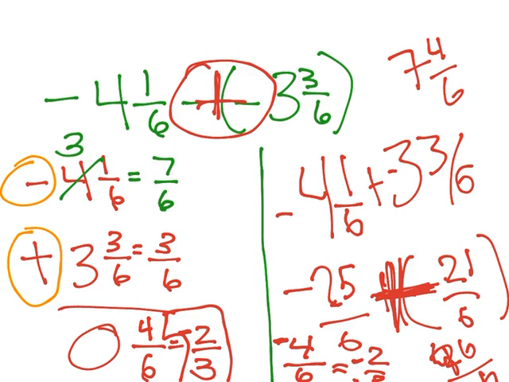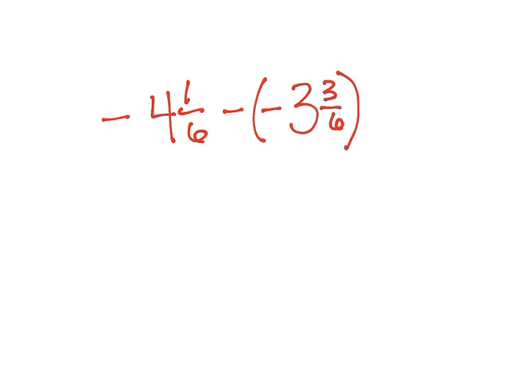So we're going to write this problem one more time, and we're going to make it clearer for you. We got negative 4 and 1/6 minus negative 3 and 3/6. So we have to remember that we're going to make this into a plus sign.